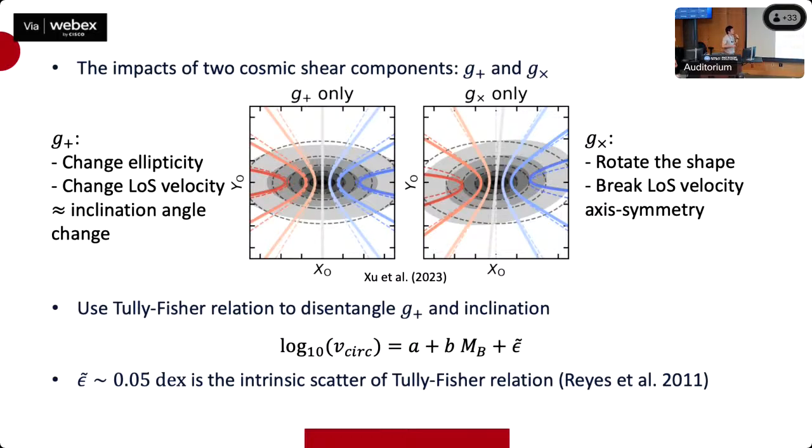The G-plus component distorts along the x and y axes. We see the ellipticity and also the velocities are slightly distorted. The overall impact is similar to a change in the inclination angle of the galaxy, and we need more information to break these degeneracies. That's coming from the Tully-Fisher relation, where we can estimate the circular velocity from the broadband magnitude or stellar mass. Then we can guess the inclination angle, and then how much G-plus is.